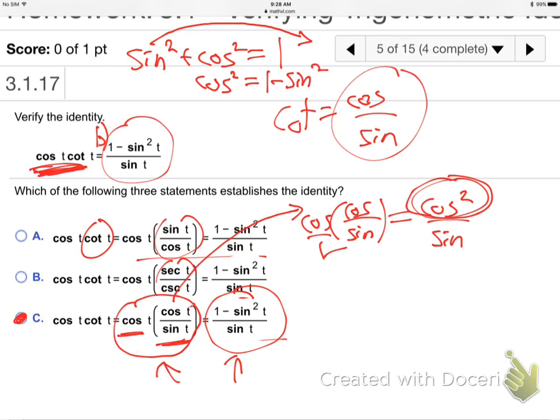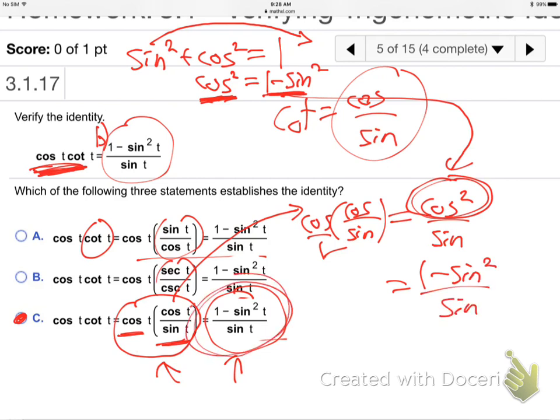You good there? So cosine squared is the same as 1 minus sine squared. Anytime you see cosine squared, you're free to replace it with 1 minus sine squared. So right here, I can replace that top with 1 minus sine squared, which is what they did. I think they should have shown those two steps, but they just jumped right to here. Is that okay? See how they're doing that?